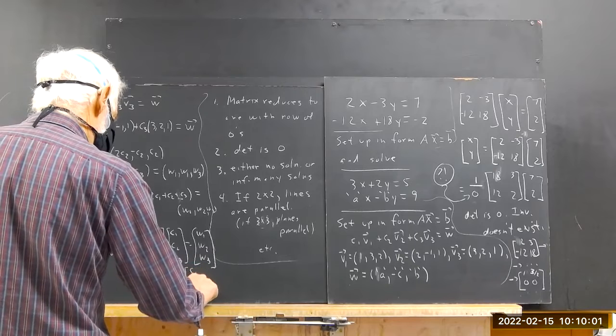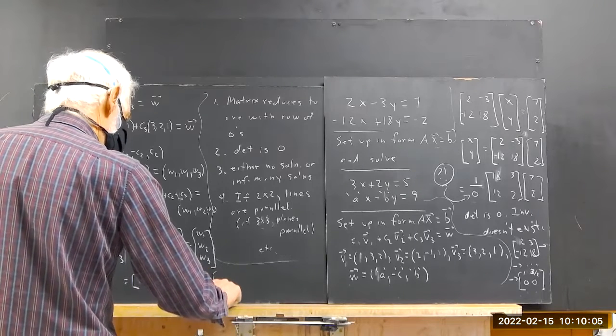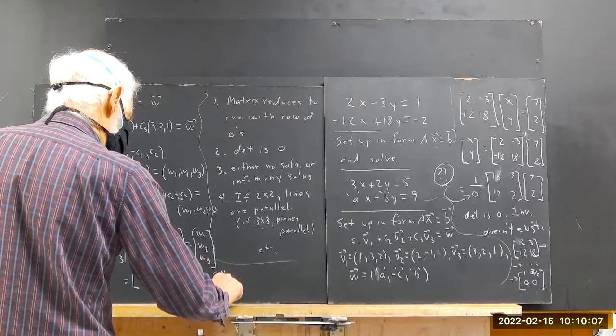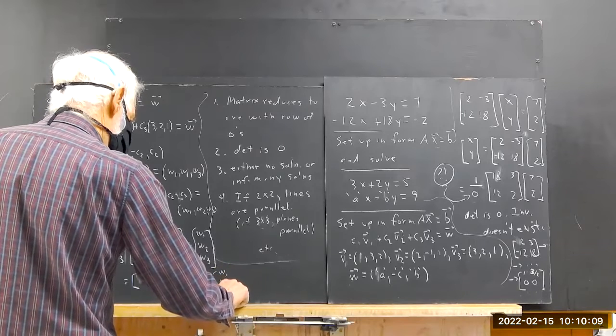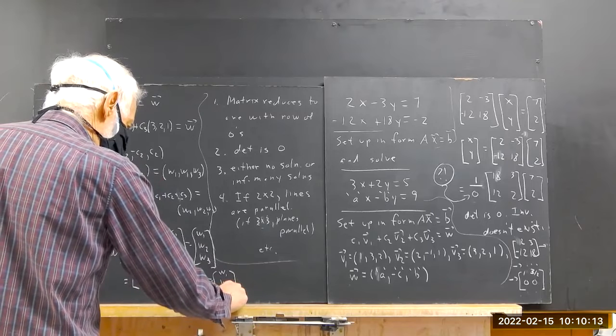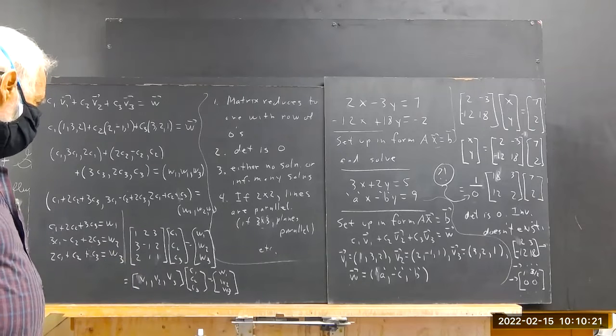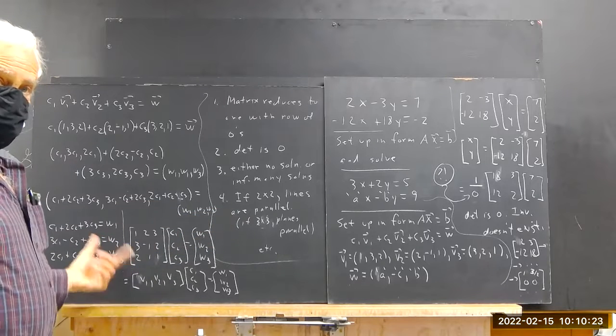Times your C1, C2, C3 equals W1, W2, W3. It doesn't really matter what W1, W2, and W3 are, because it didn't ask you to solve it. I asked you to set it up. Okay. Now, if you just write down the vectors, you might accidentally write the vectors as rows.